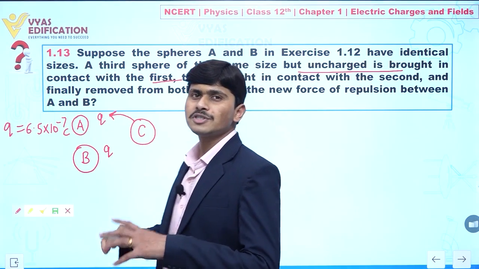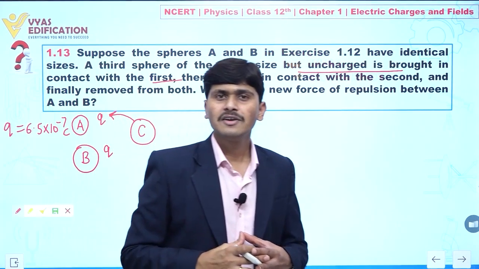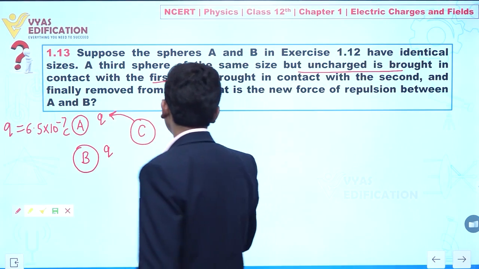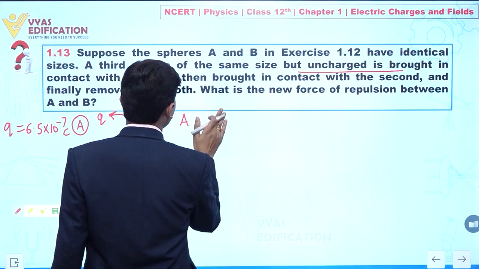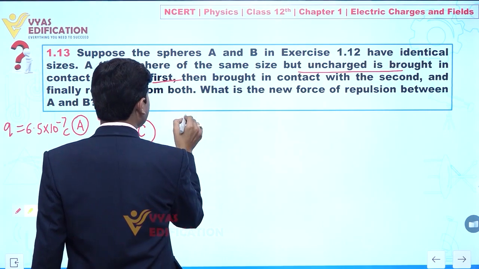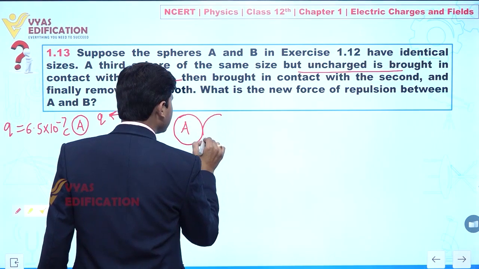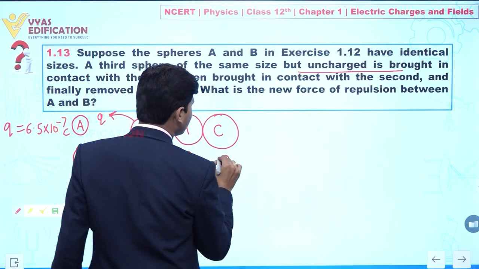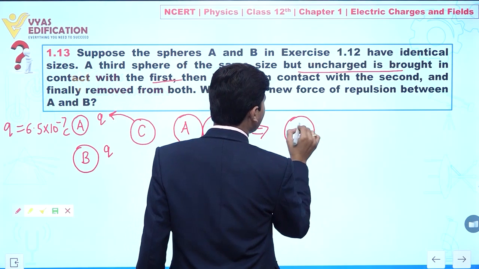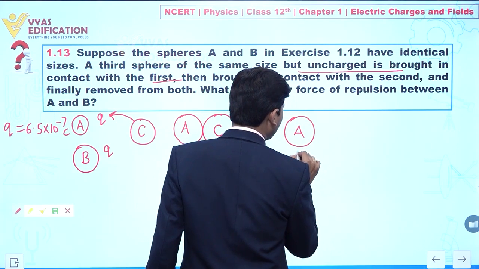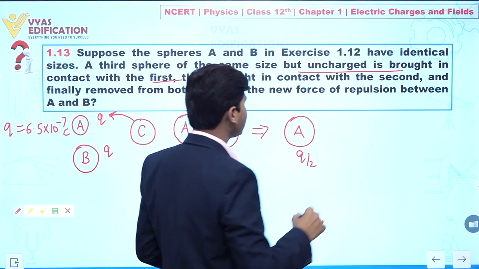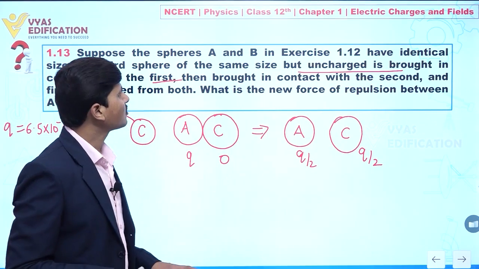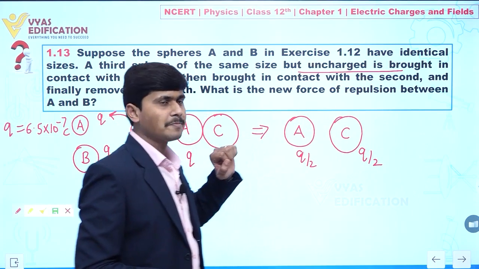Clear? So when both spheres are having identical size, then we can say after touching their charge is equally distributed on each sphere. Clear? So whenever we are talking about A and C, if I draw like this, let's suppose this is A. Now it comes into contact with C. So it is having Q, this is 0, finally it becomes like this. We have A having charge Q by 2, and half of the charge is transferred to C like this. Yes or no?